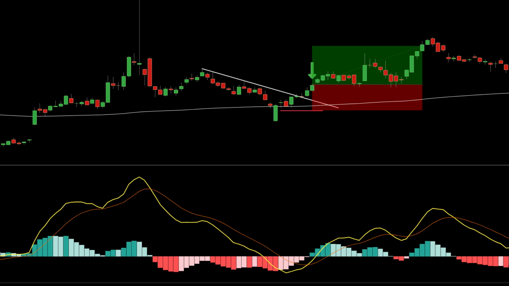The market came to us. We don't force it. We're not guessing. We followed a simple 2-indicator system.